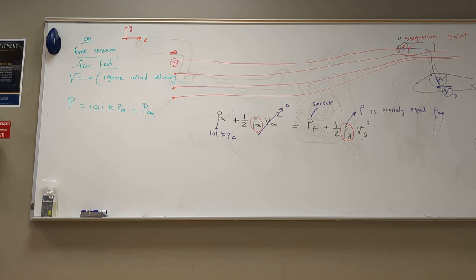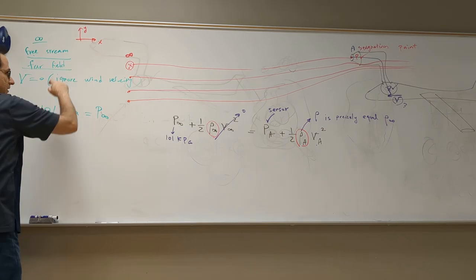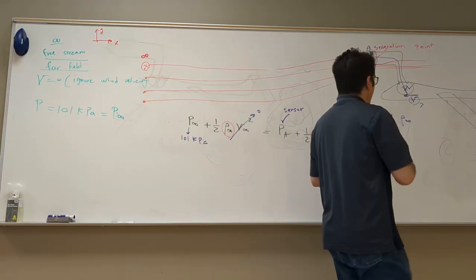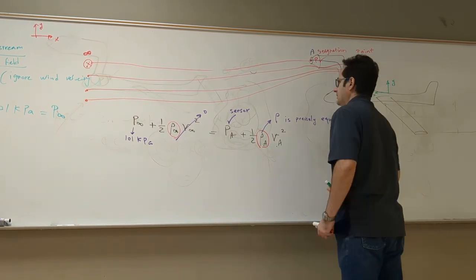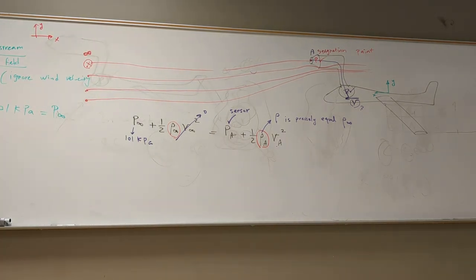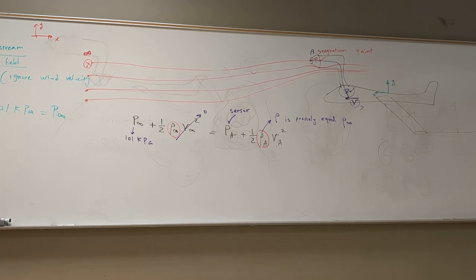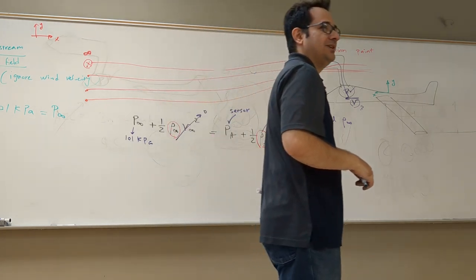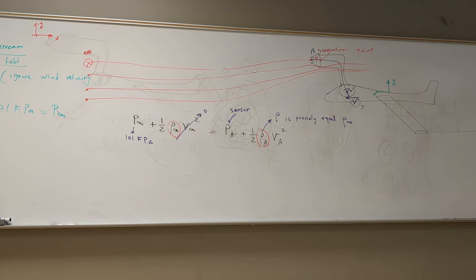So what about the alternative approach? Instead of putting my coordinate system here, let's put my coordinate system on the aircraft, XY. Question, can I do that? Yes. If the aircraft is accelerating, can I do that? Yes. Who said no? Why not? Because it makes your coordinate system change over time and messes with the coordinates.